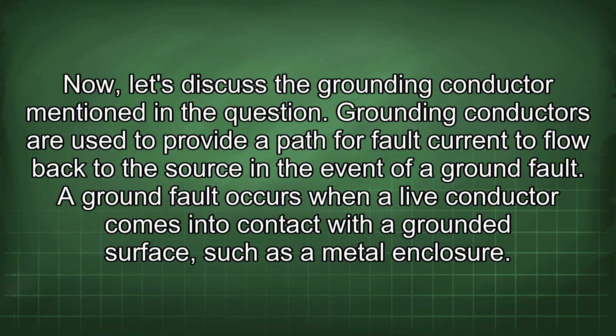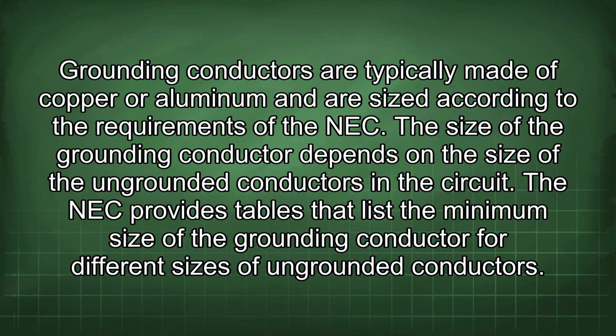Grounding conductors are used to provide a path for fault current to flow back to the source in the event of a ground fault. A ground fault occurs when a live conductor comes into contact with a grounded surface, such as a metal enclosure. Grounding conductors are typically made of copper or aluminum and are sized according to the requirements of the NEC. The size of the grounding conductor depends on the size of the ungrounded conductors in the circuit.